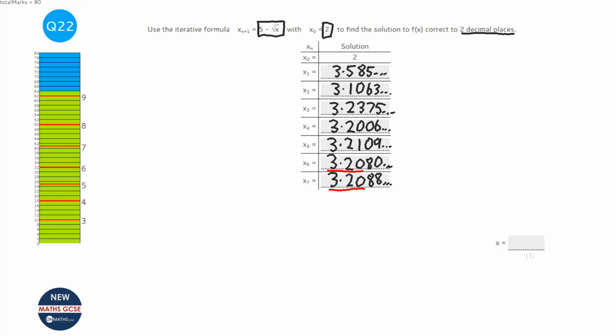So if you look, this is the first time I've got the same answer twice, 3.208 and so on. So it says it wants the solution correct to 2 decimal places. Now 3.20 is not going to be the right answer, because if I have a look, the next one is an 8. So my answer will be 3.21.